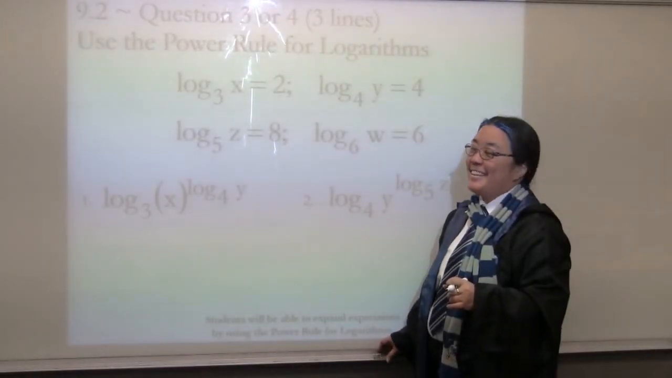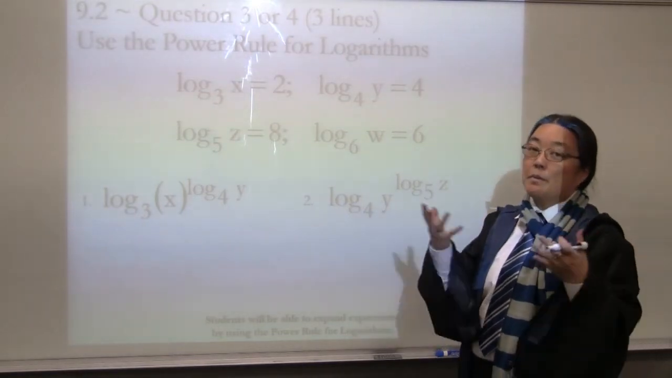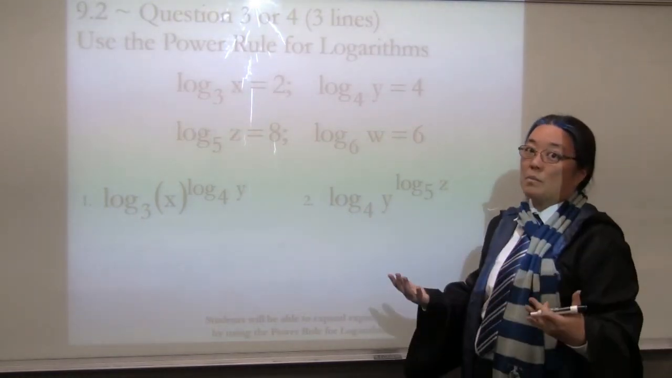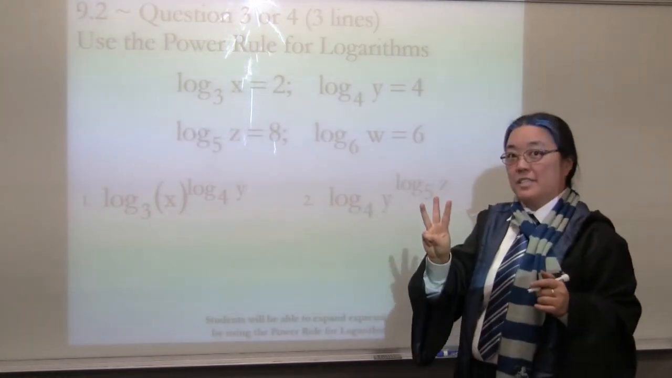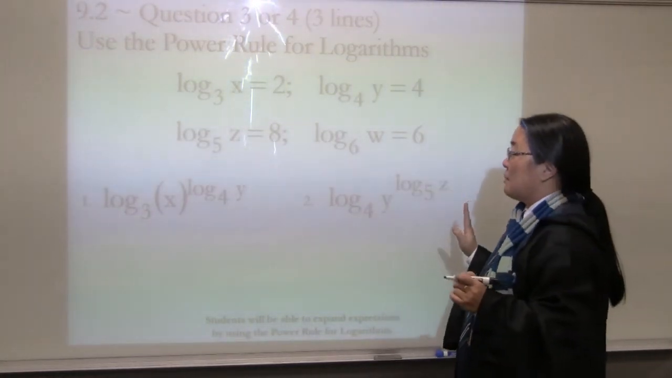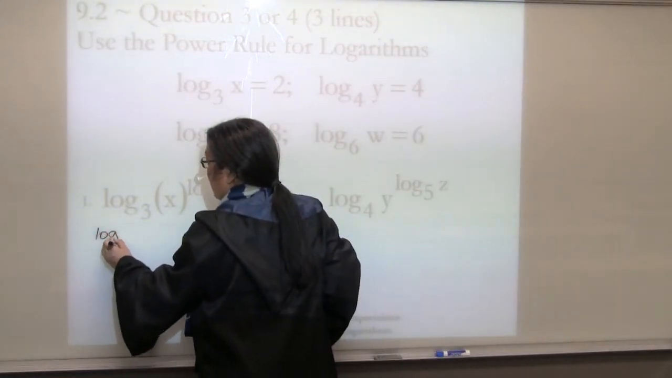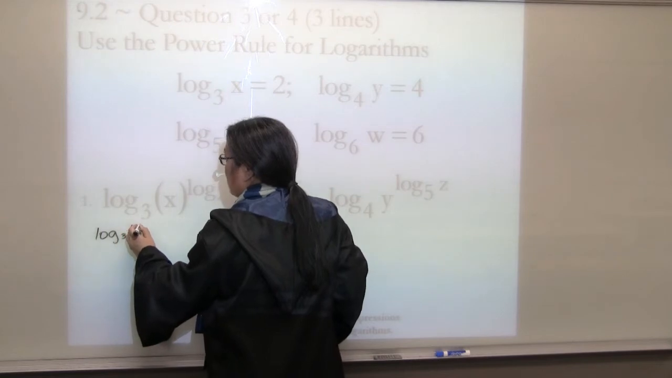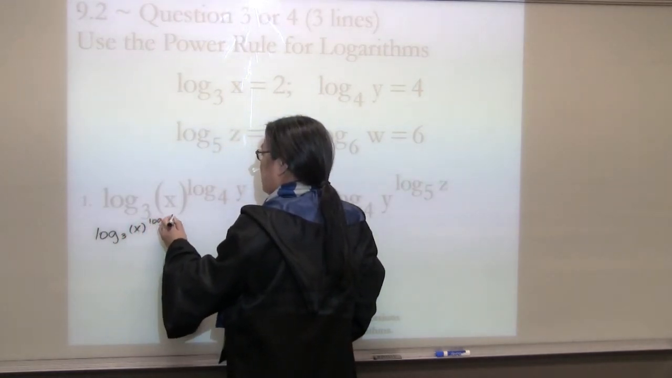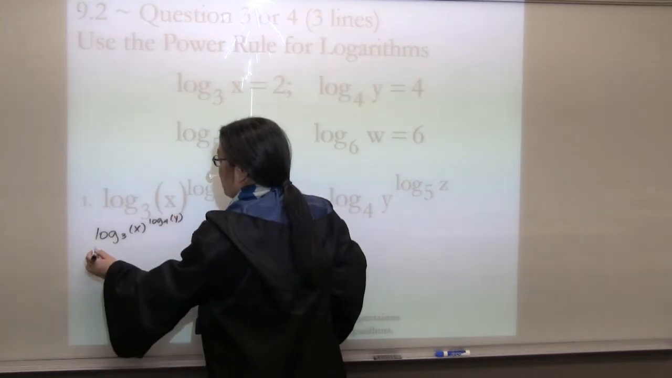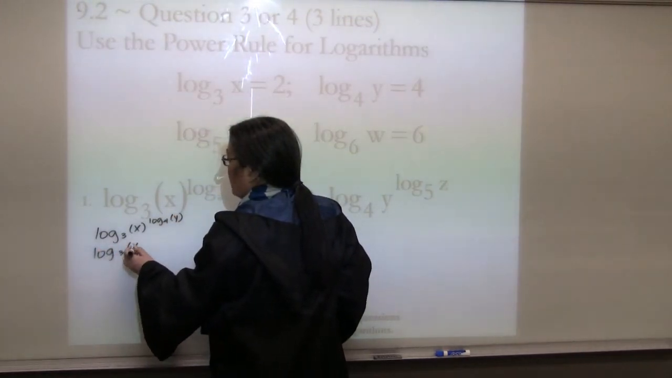Chapter 9, Day 2, again, question 3 or 4. I'm going to be messing around with where these problems are located, so be careful. This one has 3 lines to it, and it's going to be using the power rule. Question on the left-hand side 3 times. Lots of people do not want to write the question on the left 3 times. Sorry, it's going to cost you a half point if you don't do that. So, we're going to write it on the left-hand side 3 times.